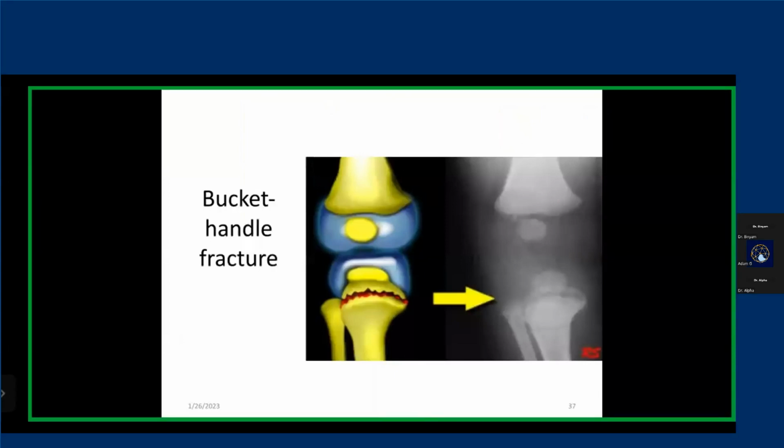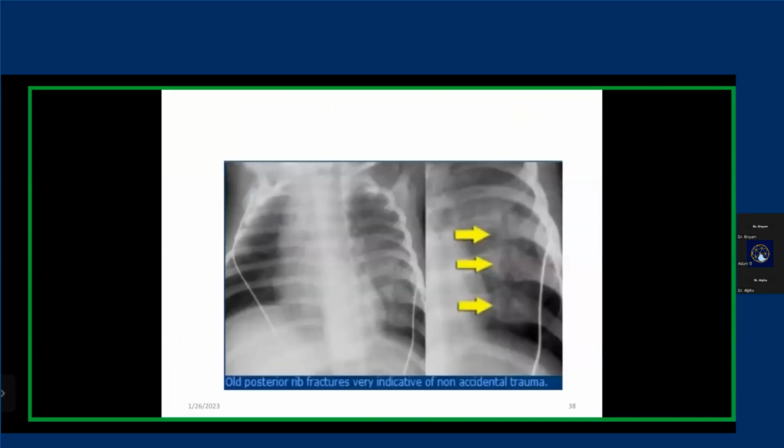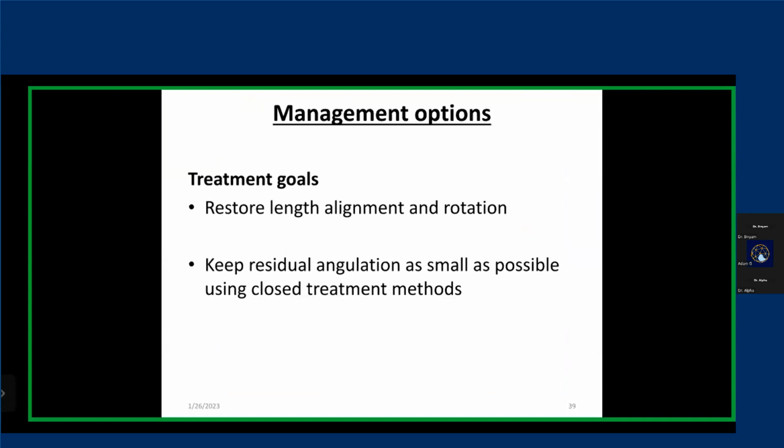And also another metaphyseal lesion is the bucket handle lesion. The same mechanism, a traction and rotation kind of injury. Here, healing posterior rib fracture. All these are indicative of child abuse.